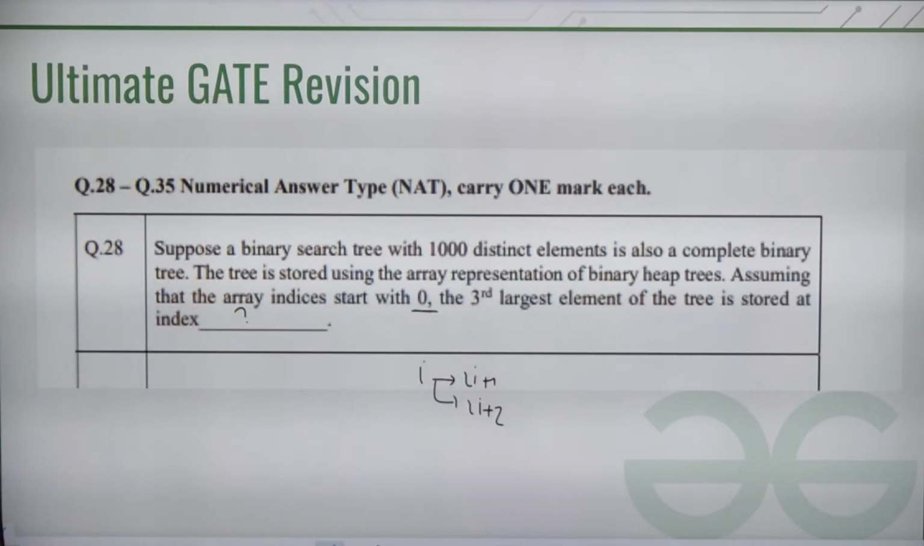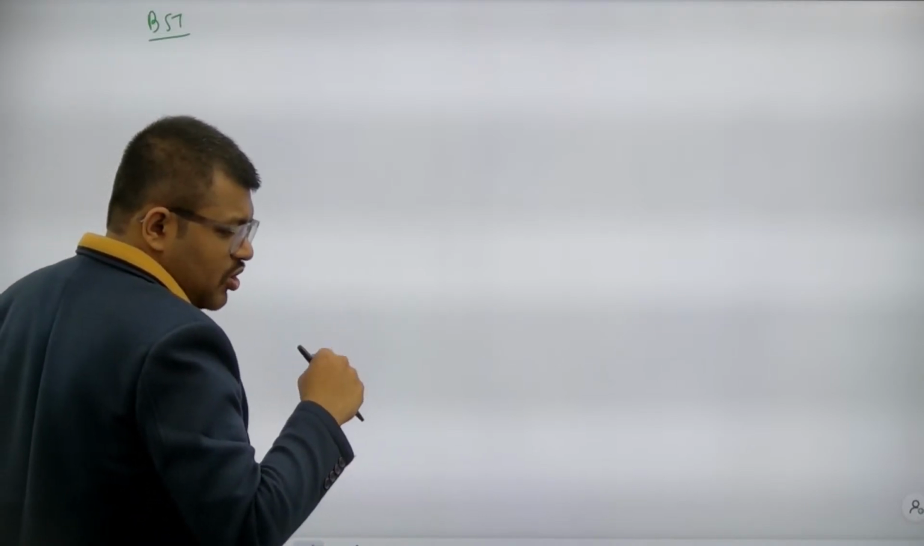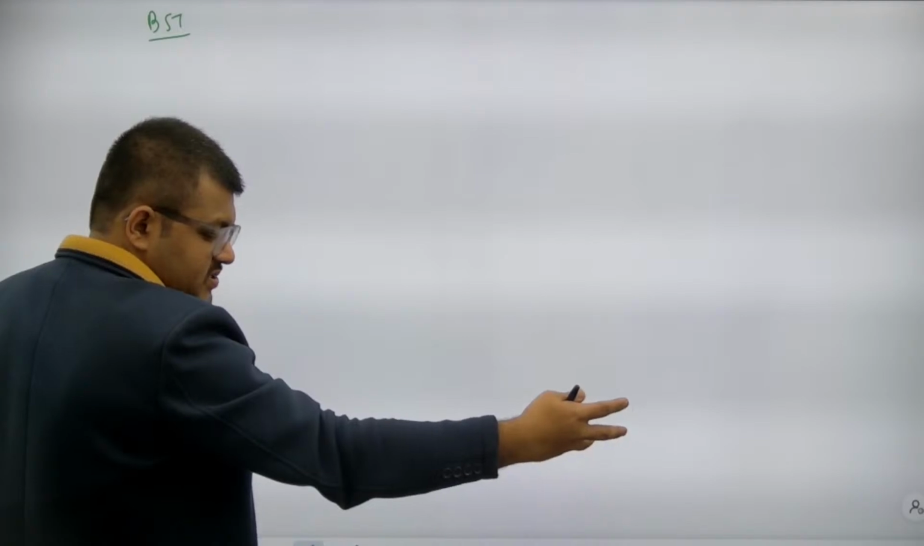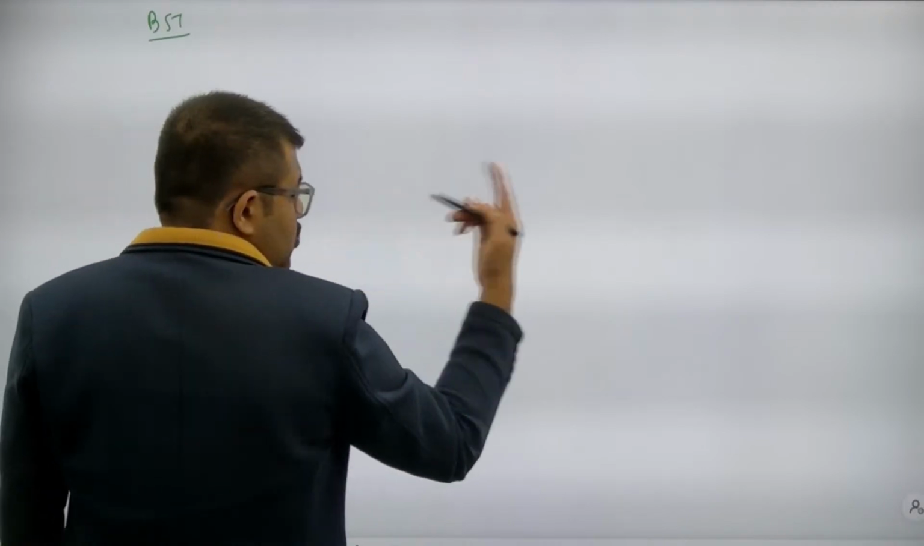That is the question. Now you understand there are a few terms which we need to understand. One is, it is said that it is a binary search tree. What is the meaning of binary search tree? Binary search tree means for a particular node, all the nodes in its right subtree will have value larger than that node, and all the nodes in its left subtree will have value less than that node. Okay, and this will be true for all the nodes.